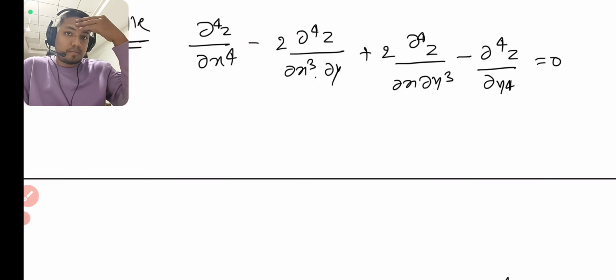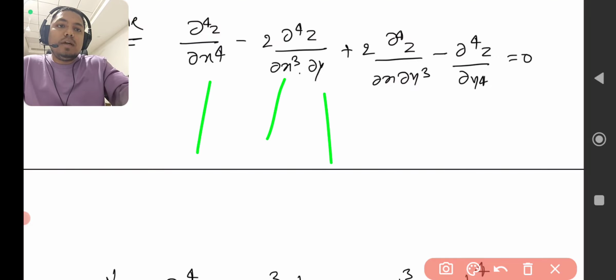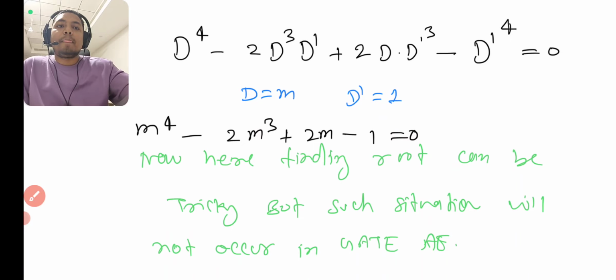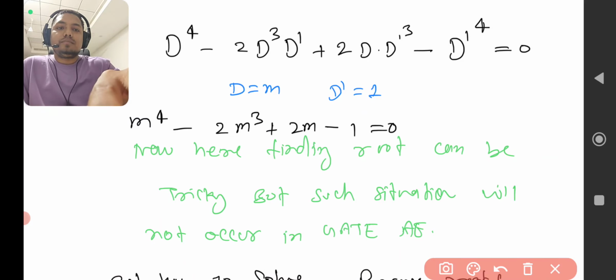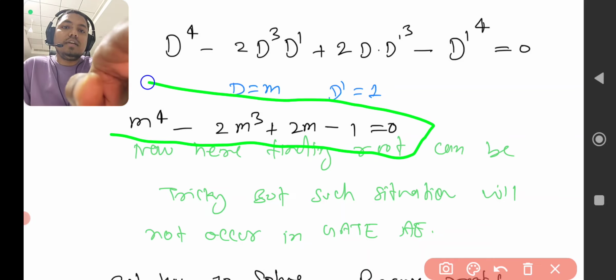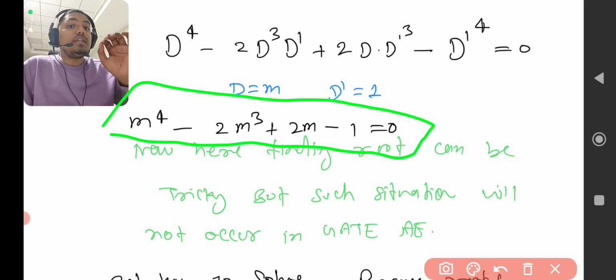Now the next example is a big example because I have taken a biquadratic, meaning power 4. Simply, you can see here, this term will become D power 4, this term will become D cube D prime, here D square D prime square, here D D prime cube, and here D prime power 4. So again you replace D with m and D prime with 1, and then you get your biquadratic equation. Now if the biquadratic equation is like this, the way it is on my screen, then this equation is simple, you can find the roots.